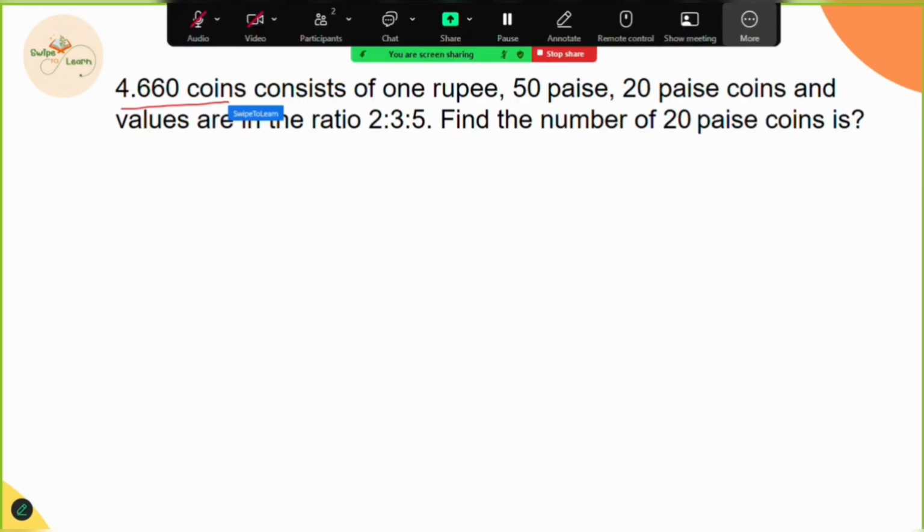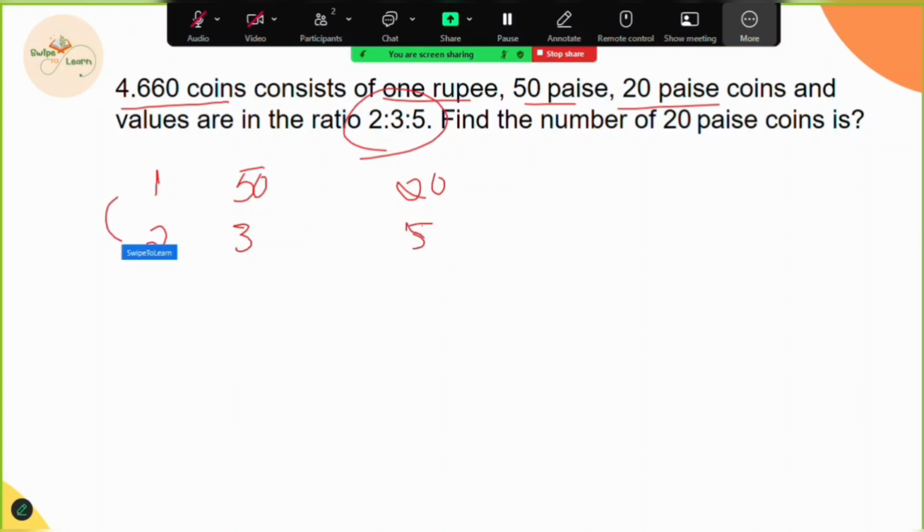So our next question is: 660 coins consist of 1 rupee, 50 pice and 20 pice coins in the ratio 2 is to 3 is to 5. Find the number of 20 pice coins. Same thing. 1 rupee, 50 pice. It's not 20, it's 50. 1 rupee, 50 and 20. They're in the ratio 2 is to 3 is to 5.